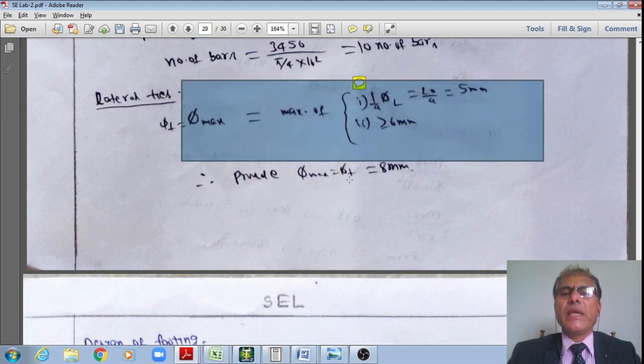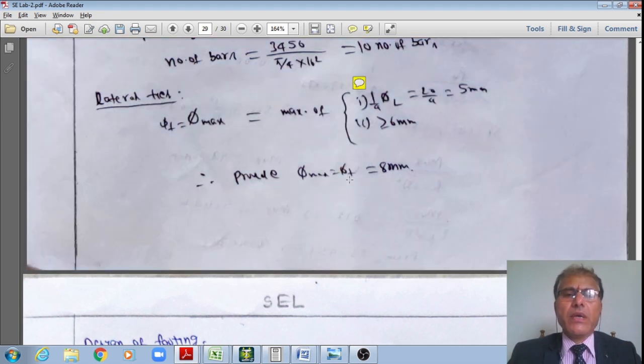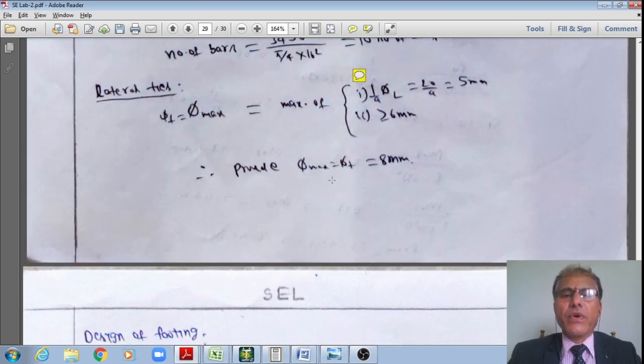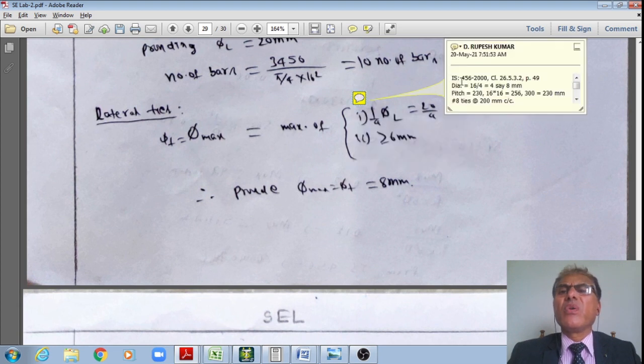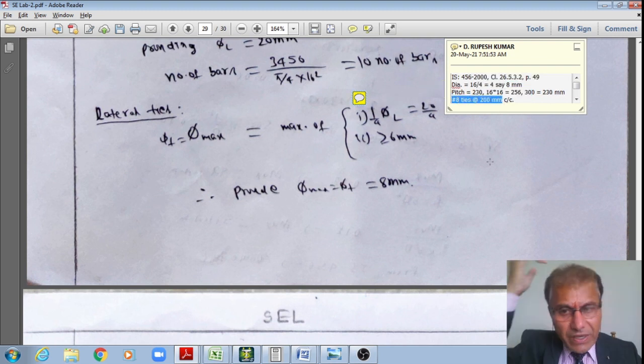Therefore, I am assuming 8 mm dia lateral ties. Therefore, the pitch: the least lateral dimension is equal to 230. The second one is 16 multiplied by 16 mm dia assumed, 256 mm, and the last one is 300 mm. Therefore, out of these three, 230 will govern the design. Hence, provide 8 mm dia ties at the rate of 200 mm center to center.